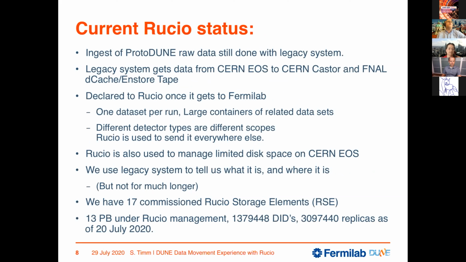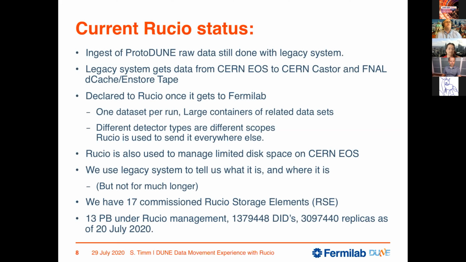Our current Rucio status is that we still ingest our protoDUNE raw data from the legacy system and get it from CERN to Castor and tape it at Fermilab, and we declare it to Rucio once it gets to Fermilab. We declare one Rucio dataset per run, and then we have large containers of related datasets. Different detector types such as the protoDUNE single phase, the protoDUNE dual phase, the eventual DUNE far detector, and the near detector are all different scopes. And we use Rucio to send it to all of the disk locations.